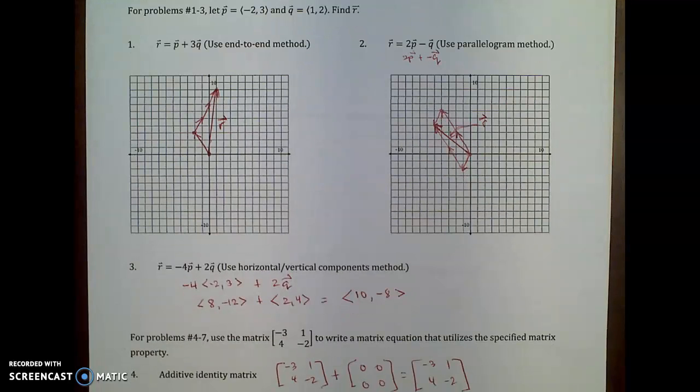Horizontal and vertical components method. Again, you're just taking the horizontal and vertical components of the two vectors. Okay, so here is 4 times vector P. Here is 2 times vector Q. And so again, we just add the horizontal and vertical components to find vector R.